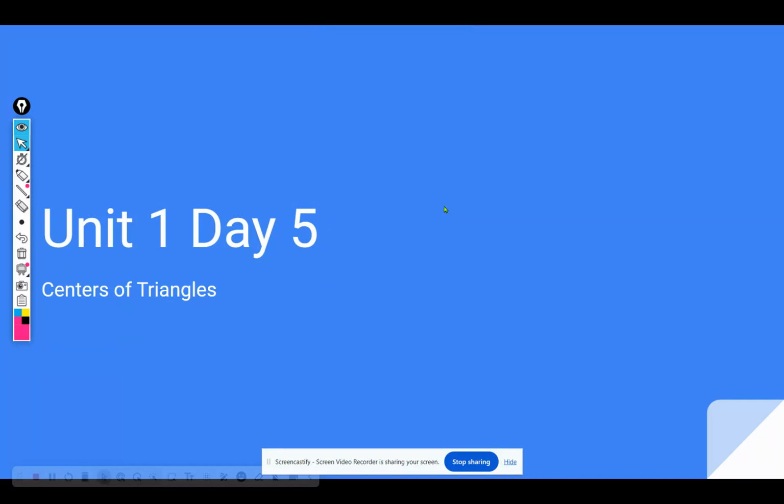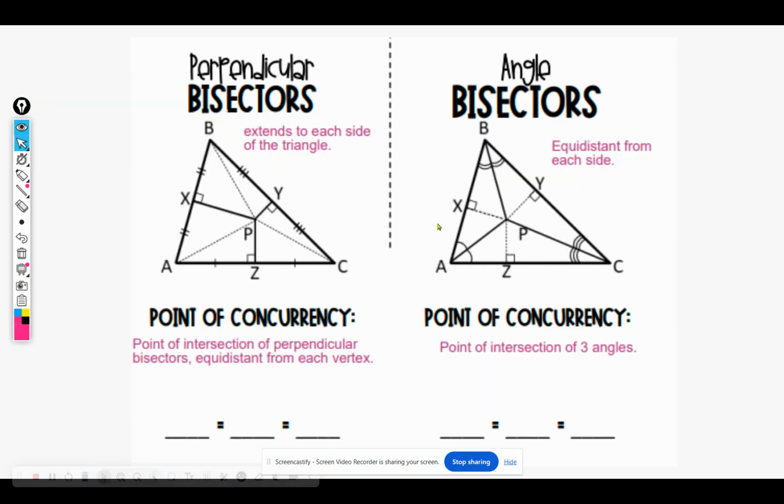Okay, guys, this lesson is on Unit 1, Day 5, Centers of Triangles. With this lesson, we're going to talk about the different types of centers that triangles will have based off of properties, and then we'll solve some problems.